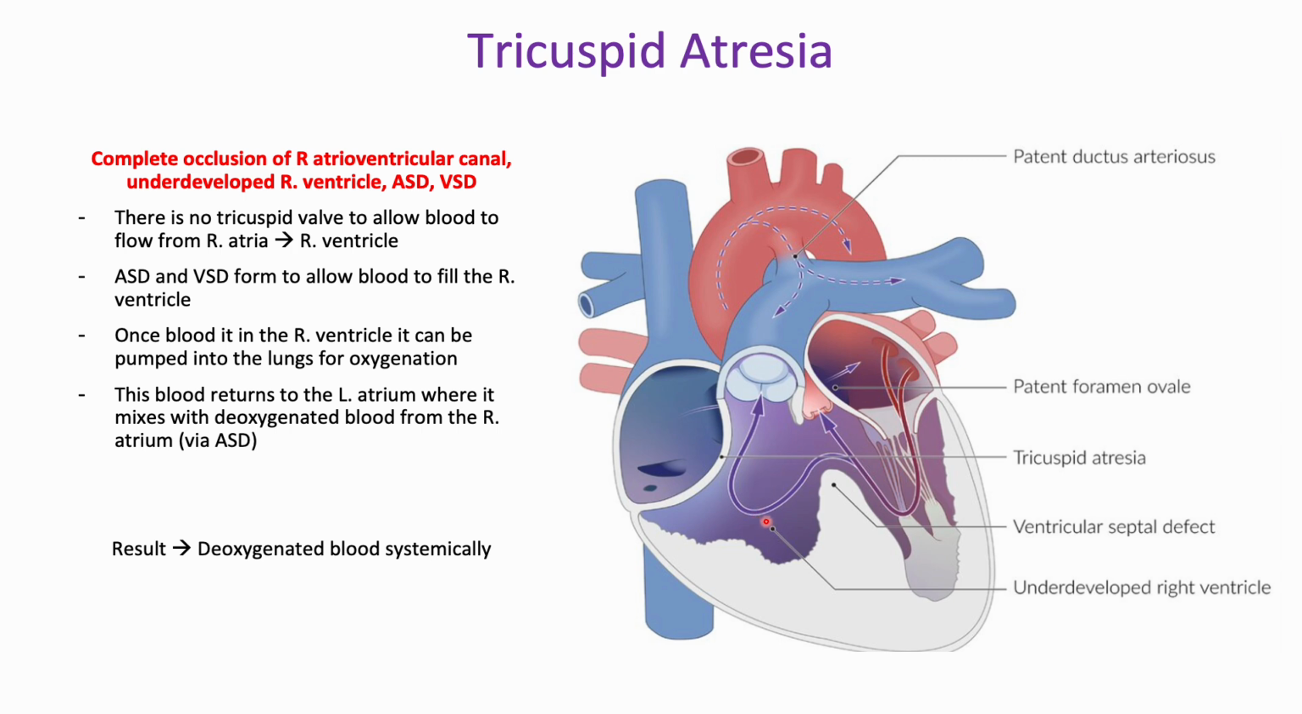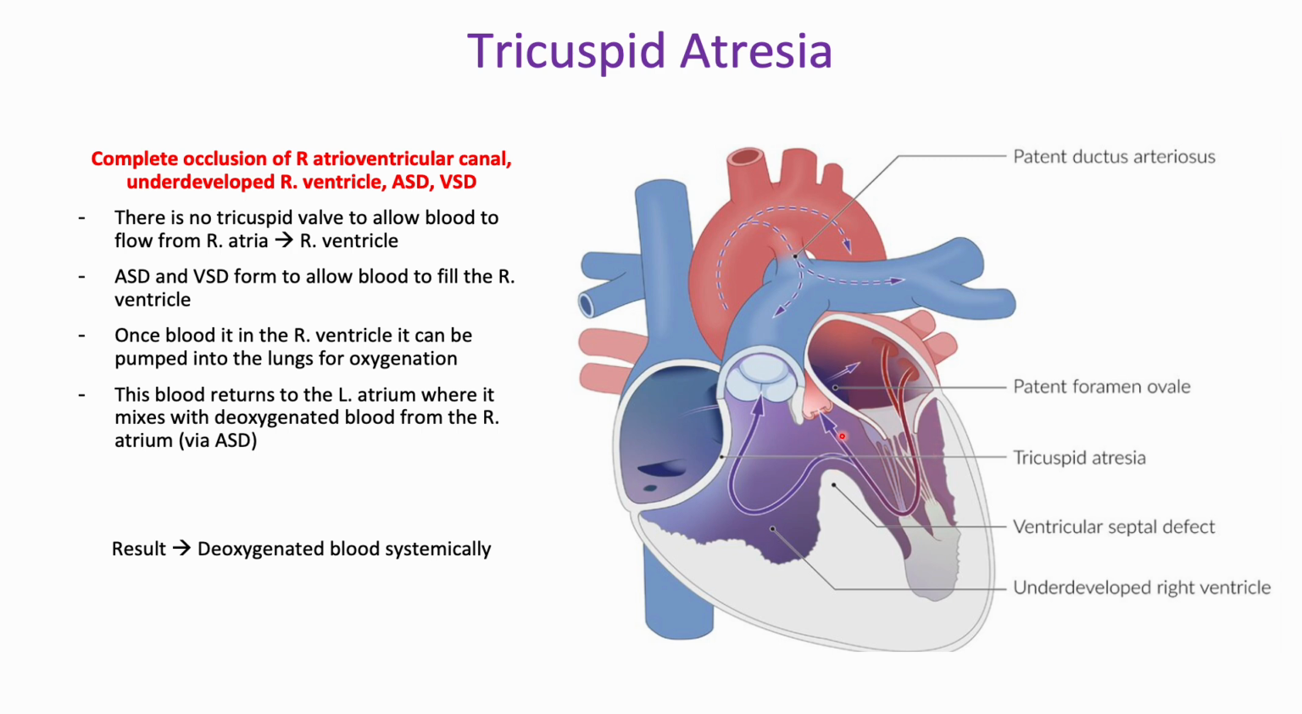So we need to get it to the right ventricle, so we're going to have an ASD, allowing it to go from right atrium to left atrium. We're going to allow it to go into the left ventricle, but then we're also going to have a ventricular septal defect, allowing for blood to flow into the right ventricle. Okay, so we failed to develop the tricuspid valve. We have an ASD and a VSD.